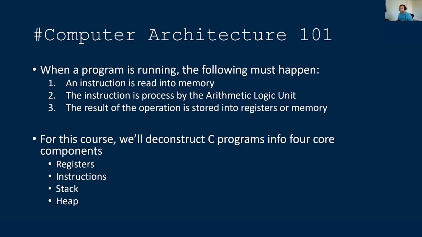For this course, we're going to be looking at predominantly C programs. And from a high level, we can break these programs down into 4 core components. We can think of them in terms of registers, instructions, stack memory, and heap memory. We're not going to cover heap memory today. We're going to get into that in the next section. So for today, we're going to cover registers, instructions, and what the stack is.